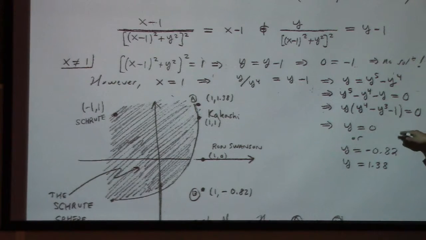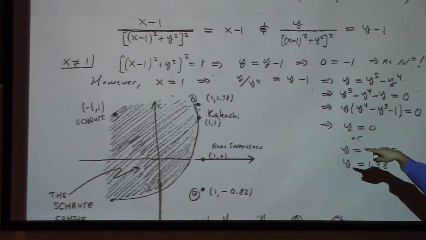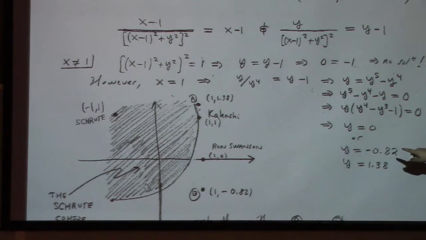Which ones are these? These are on the Schrute sphere? No, these account for whether x is equal to 1 or not. So x is not equal to 1, and there's no solution, but if x equals 1, then I have y over y to the 4th equals y minus 1. That gives me this crazy equation, which then gives these solutions. I see. So those are actually critical points for the damage function.